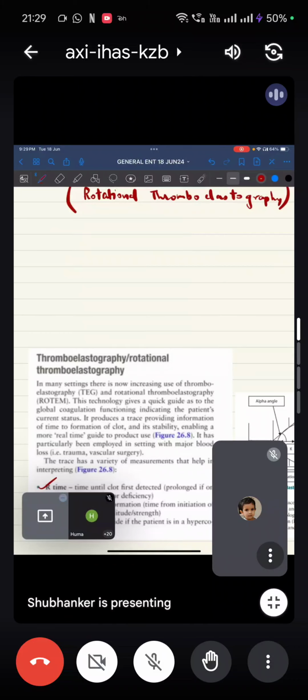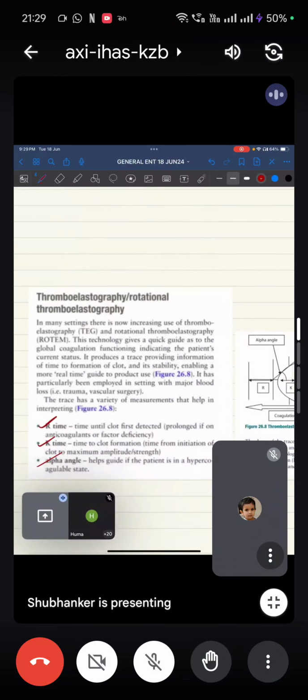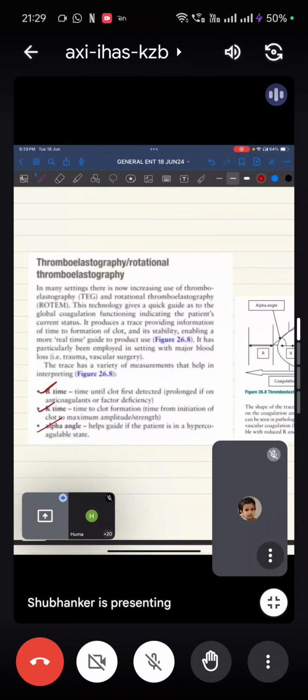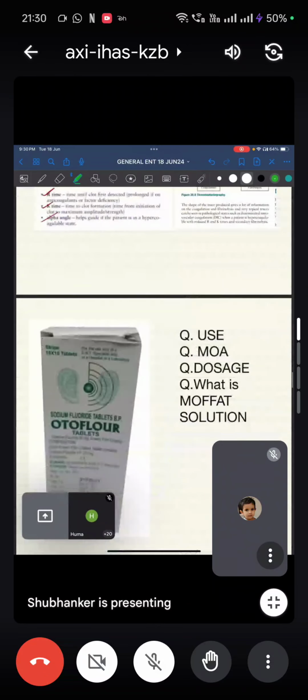So guys, this has already been asked in your theory as a long answer question: what is ROTEM and why do you do ROTEM? What are the advantages? The advantage is that this technology gives a quick guide to global coagulation function, indicating the patient's current status, and it also provides information on the formation of clot and its stability. So you should remember these 2-3 things about ROTEM also.